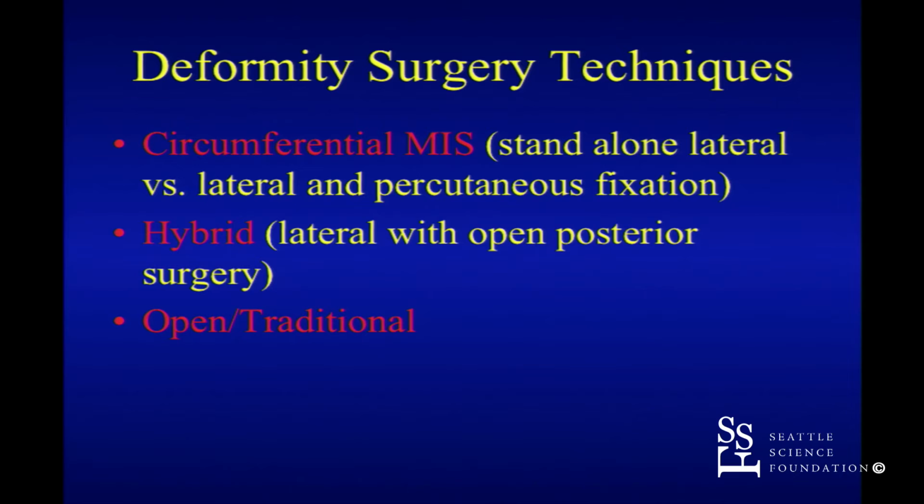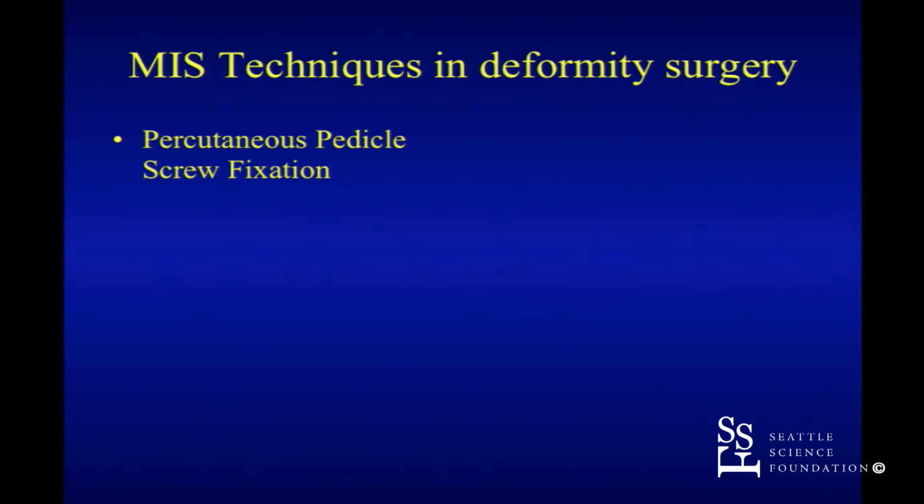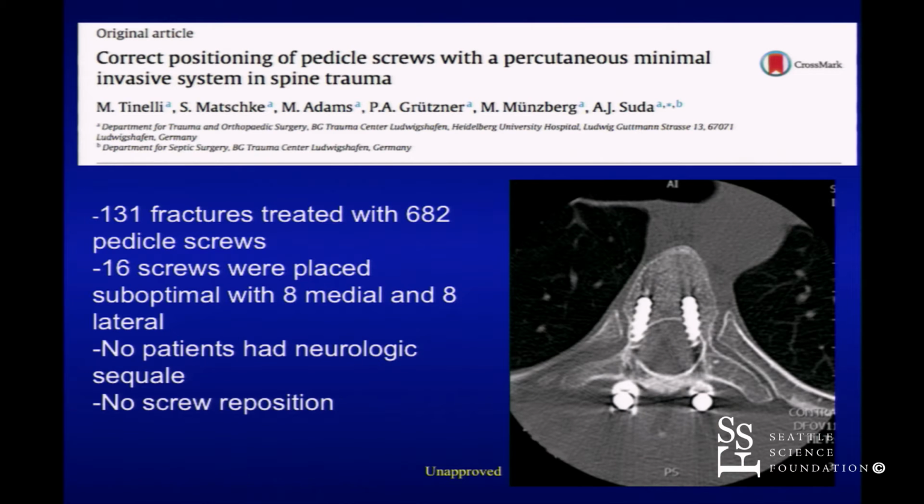So when we talk about MIS techniques for deformity, there are 3 main categories. You can do circumferential MIS, which is essentially standalone lateral interbody fusions or lateral interbody fusions with perc screws in the back. You can do a hybrid procedure with lateral interbody fusions with an open posterior procedure, or a regular open traditional procedure with osteotomies only, posterior work being done. So the two MIS techniques that are used the most in deformity surgery are percutaneous pedicle screw fixation and lateral interbody fusions. So first, let's talk about percutaneous pedicle screw fixation.